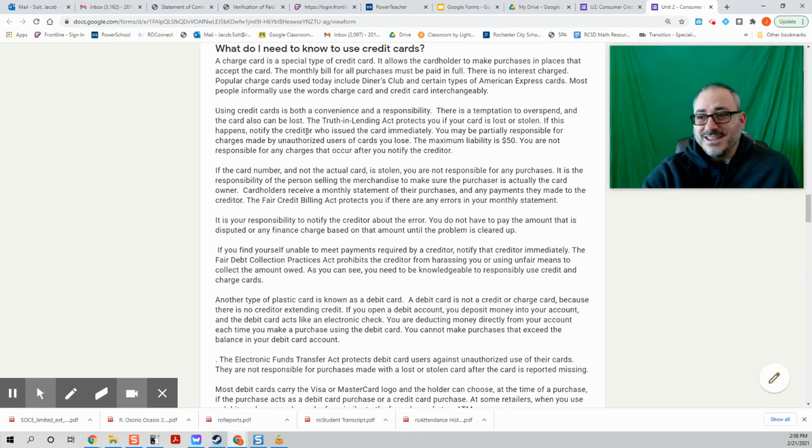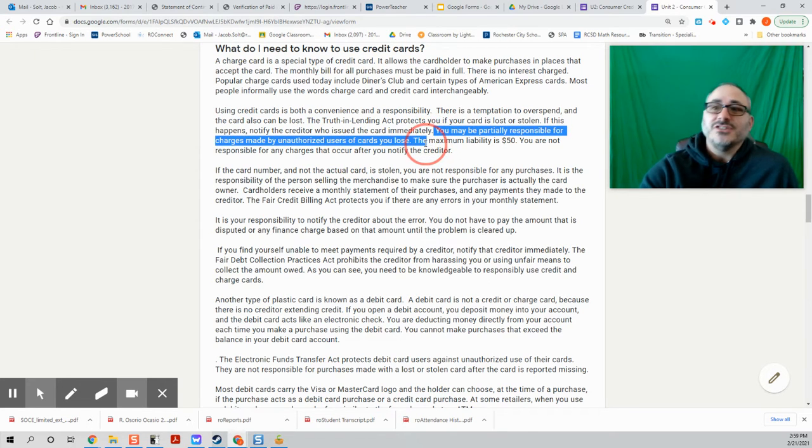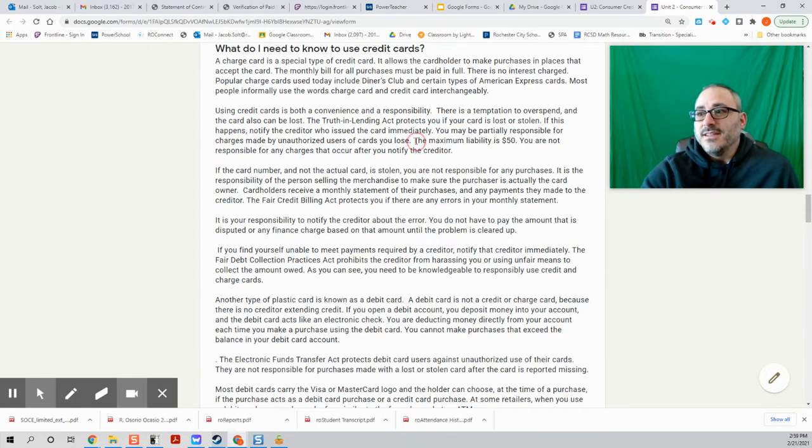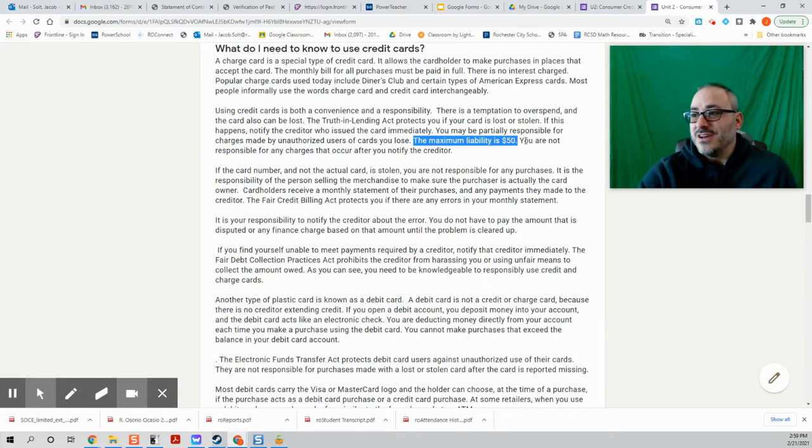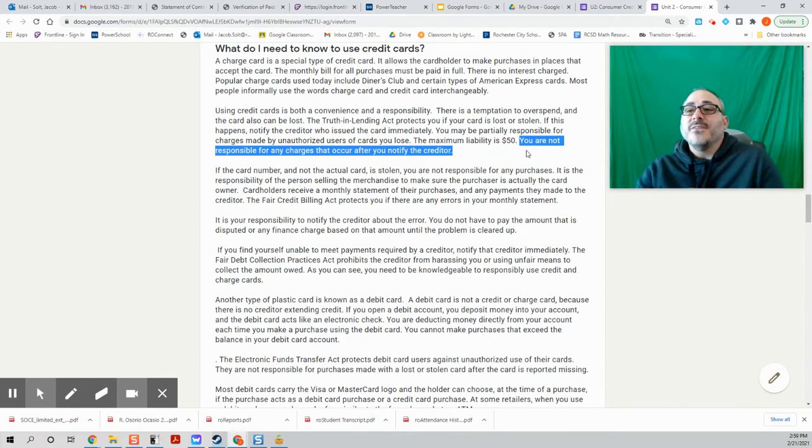All right, did you hear that? So you may be partially responsible for charges made by unauthorized users if you lose your card. The maximum liability is $50, which means $50 is the maximum amount of money you can be responsible for if people are making fraudulent charges on your account because you lost the card, and you are not responsible for any of the charges that occur after you've notified the creditor that the card has been lost or stolen.